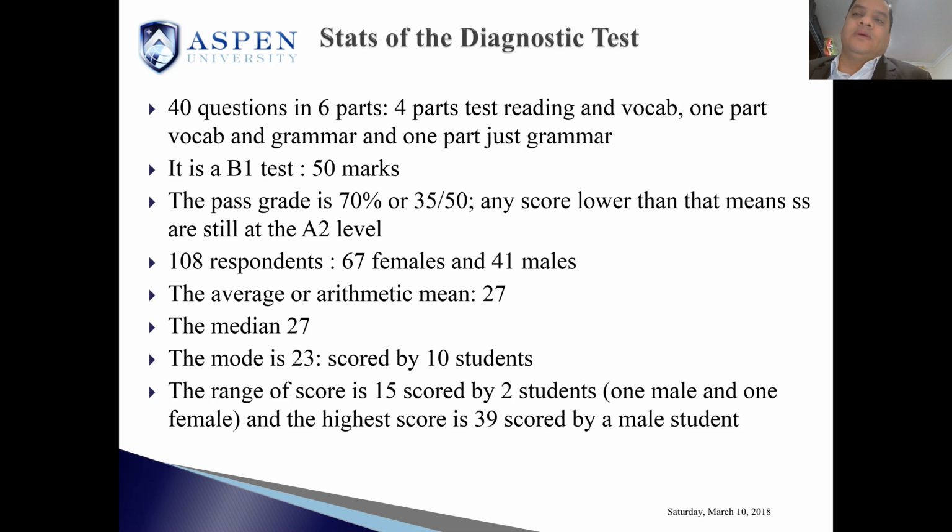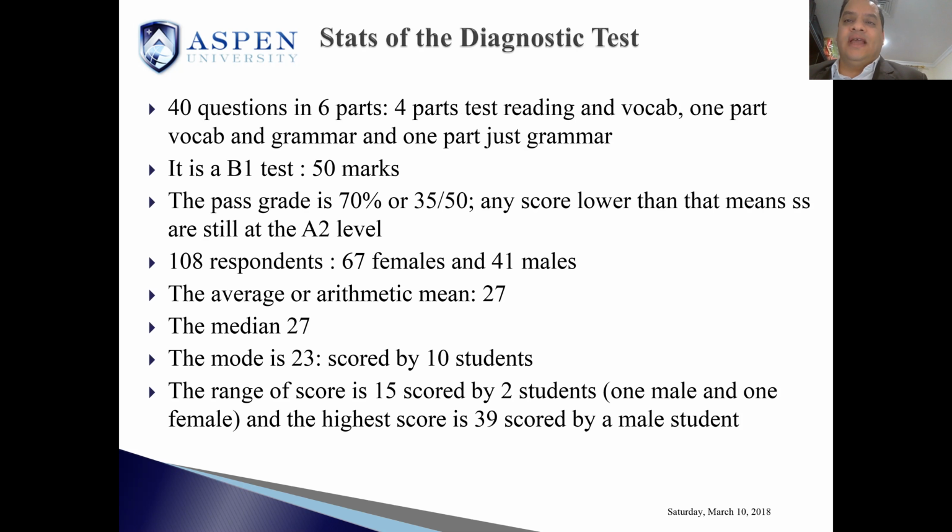It is similar to the PET test, which is short for Preliminary English Test, prepared by Cambridge. But this one is a shorter version because it has only 40 questions. The original, of course, has more questions because it tests listening and speaking, which are not tested in this one. The pass grade is 70%, which means students should score 35 out of 50. Any score lower than that means that they are not at the B1 level. They could be, but they are at the A2 level, which is lower.